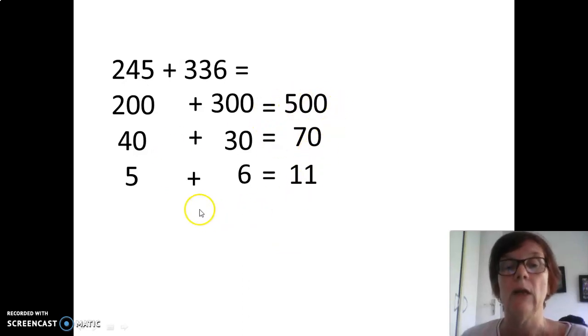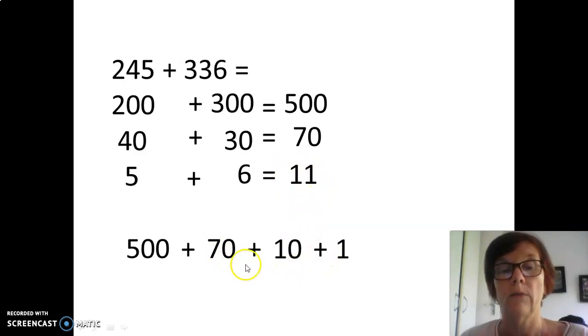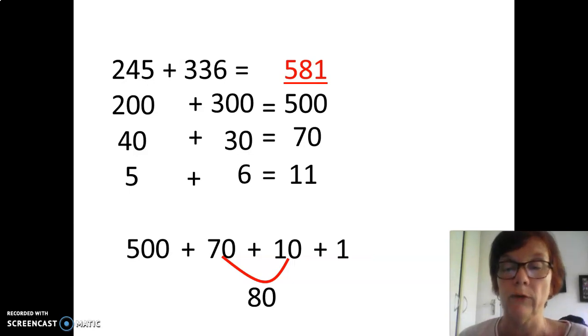So we know we need our next line. So 500. 70 we keep the same. 11 we're going to have to break up into a 10 and a 1. Group our 10s together. 70 plus 10 is 80. So the answer is 581.